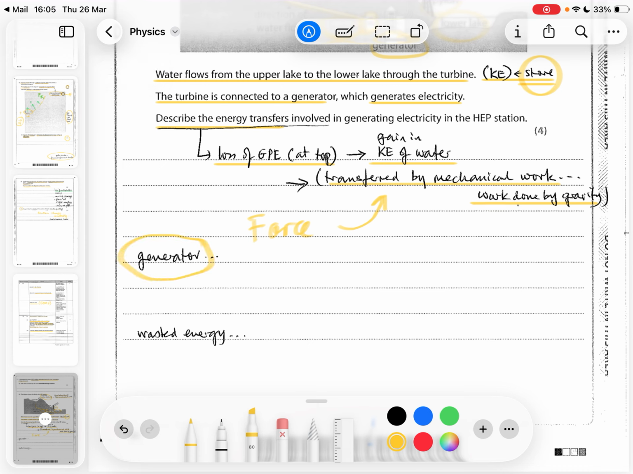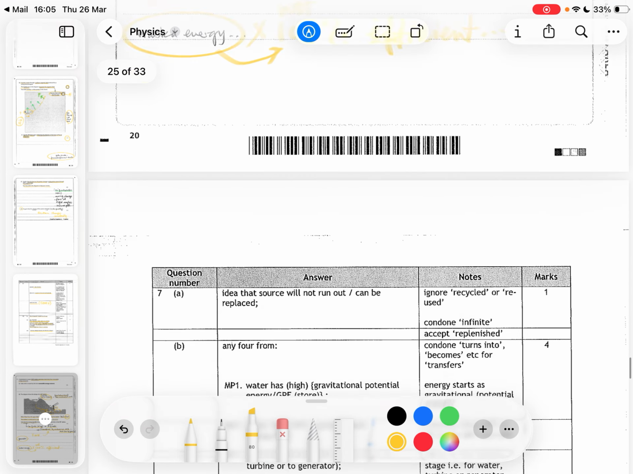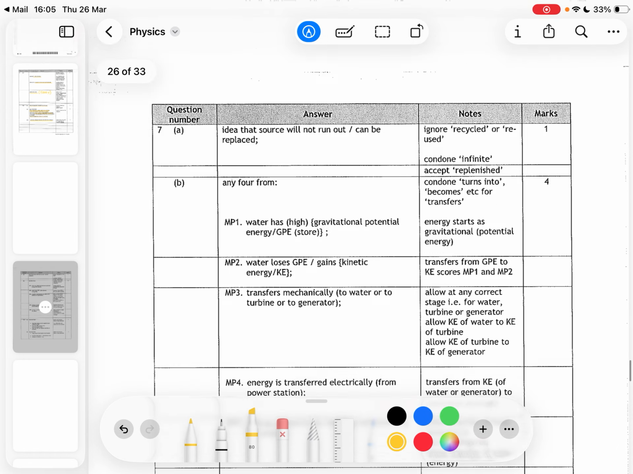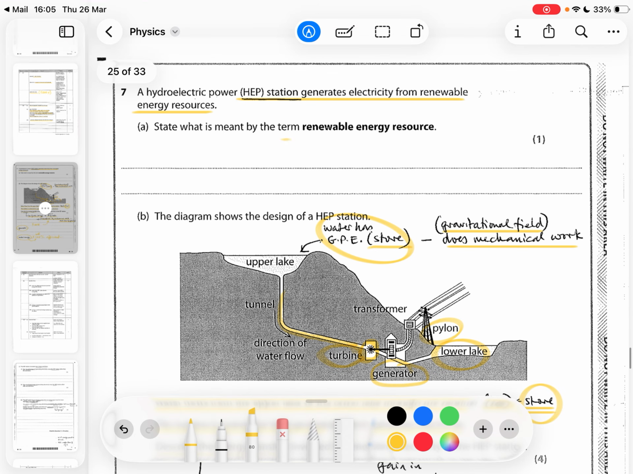So then you've got to mention the generator, and you've got to mention some wasted energy. It's not going to be 100% efficient. It won't be. You will get some wasted energy. So let's have a look at what they're looking for. Idea that the source will not run out, where they asked about renewable. Oh yes, I didn't explain this bit. Renewable energy source means that it's never going to run out. It's not a finite resource. Okay?